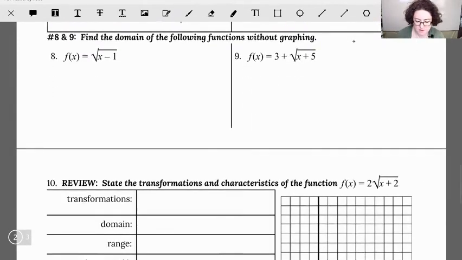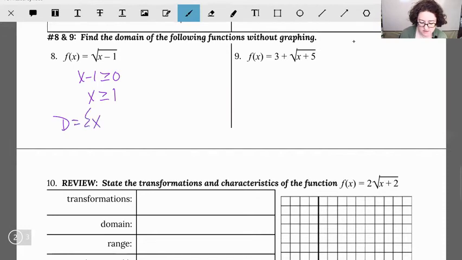So here we go. All I'm going to do is take whatever's in the radicand, set it so it's greater than or equal to 0. So x minus 1 greater than or equal to 0, and then solve that for the x. All I have to do is add a 1, don't have to multiply or divide by a negative, and so that means my domain is going to be x is such that x is greater than or equal to 1.